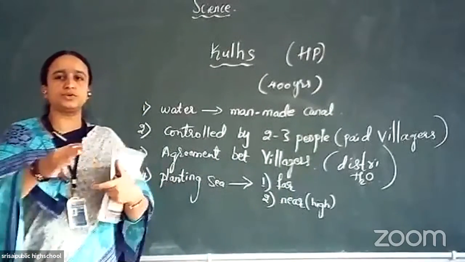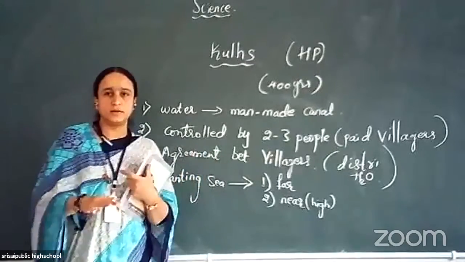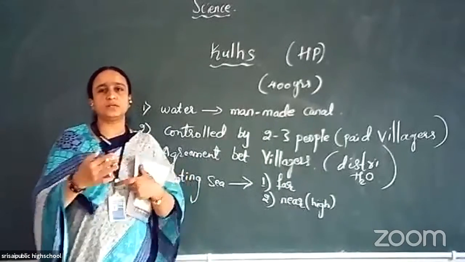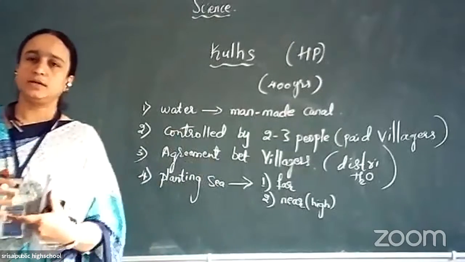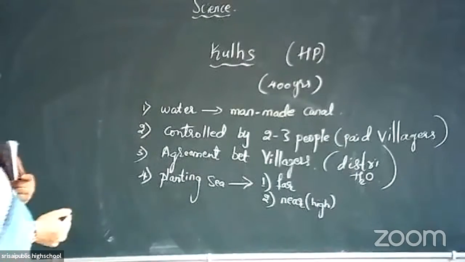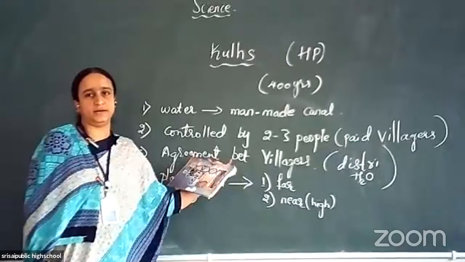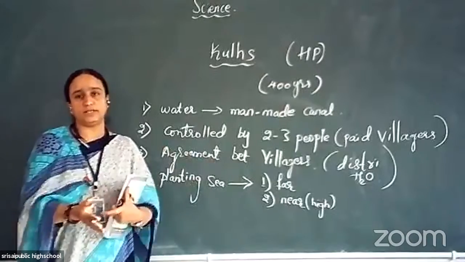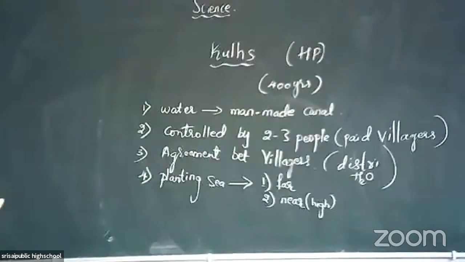And how to distribute the water? There was an agreement signed between the villagers. There was a uniform distribution of the water. Whenever the requirement was there in the different villages, at that time they used to supply the water to the villages. Based on the agreement among the villages, the water was continuously supplied to the villages.